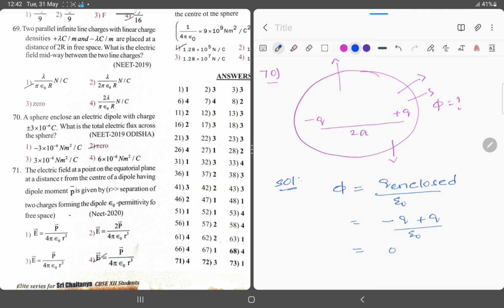Then what is the total charge? 0. 0 by epsilon naught. 0 by epsilon naught is nothing but 0. So the total flux that passes through the closed surface due to the dipole is 0.